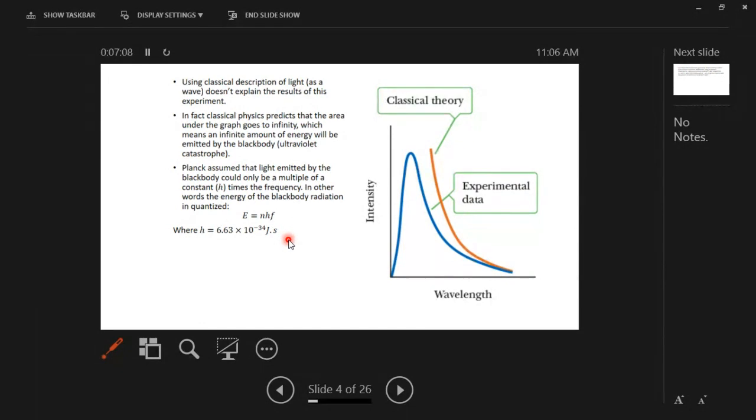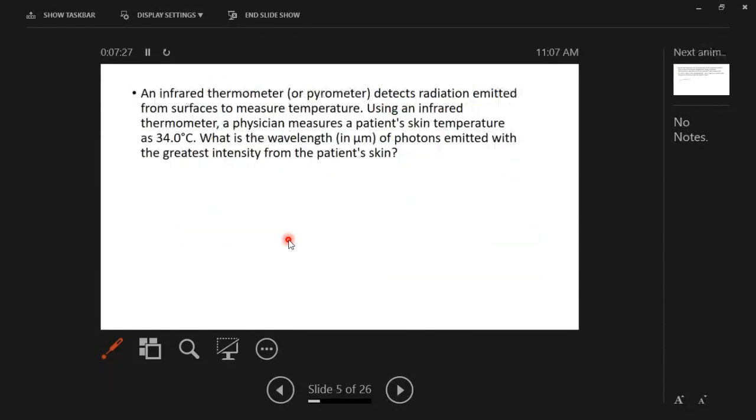Now, before moving forward to a different experiment that scientists couldn't explain using the classical view of electromagnetic waves, let's do a simple example here so you see how we can use that displacement law to answer some questions. So we have an infrared thermometer that detects radiation emitted from the surface to measure the temperature. A physician measures the patient's skin temperature to be 34 degrees Celsius. The question is, what is the wavelength of the photons emitted with the greatest intensity from the patient's skin? So you basically want to find lambda maximum, lambda for the peak.